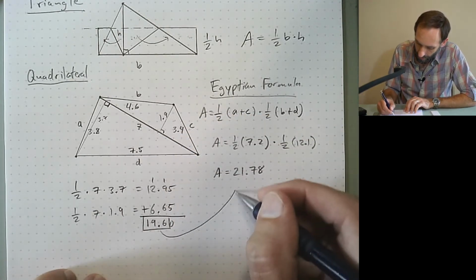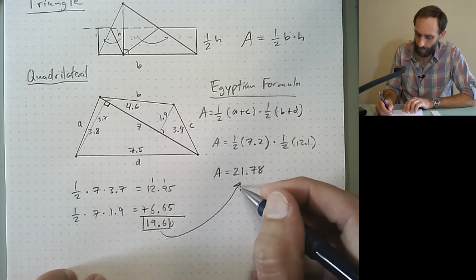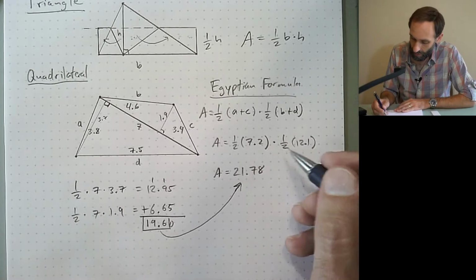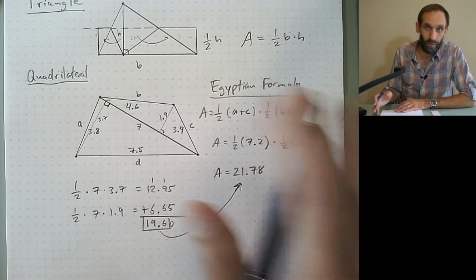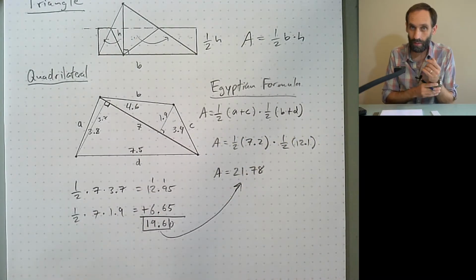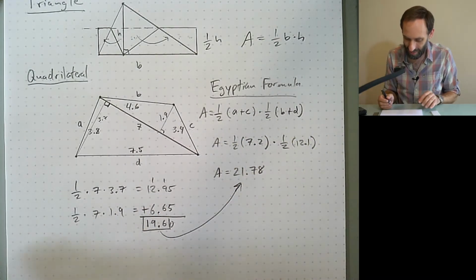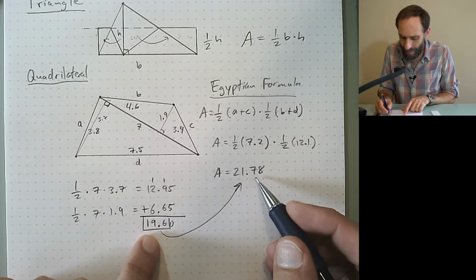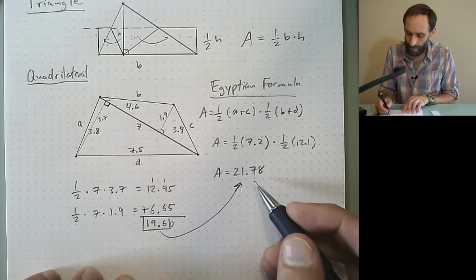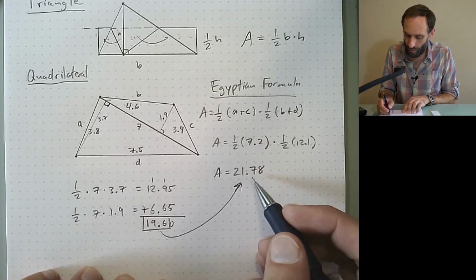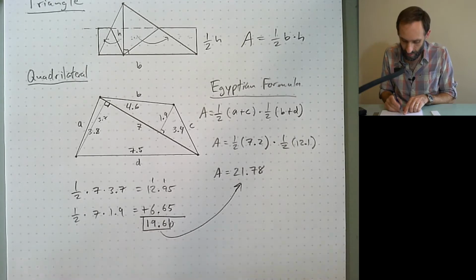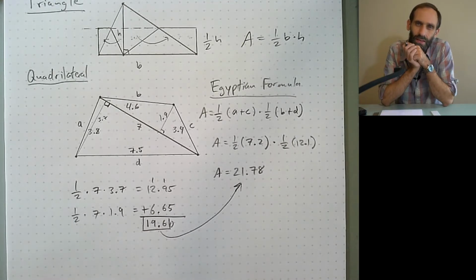But if we look at the area that we get from the formula from the ancient Egyptians. Now, by the way, this is not from the modern Egyptians. I'm sure modern Egyptians know how to find the area of a quadrilateral, but this ancient formula gives us something that is not too far away, but significantly different, right? This 21, if you round to the nearest tenth, 21.8 versus 19.6.